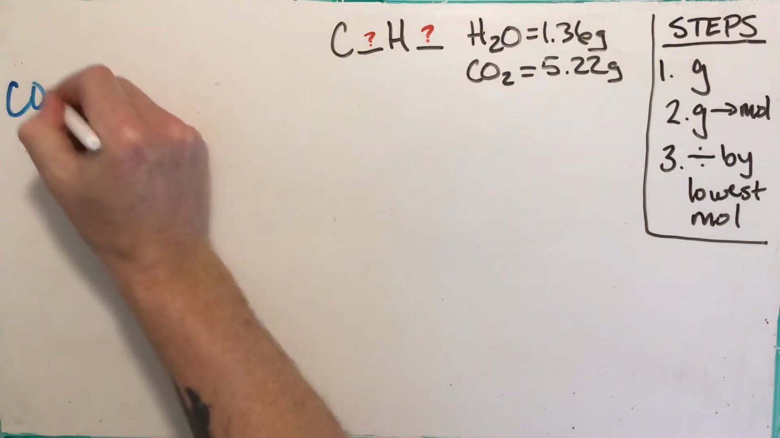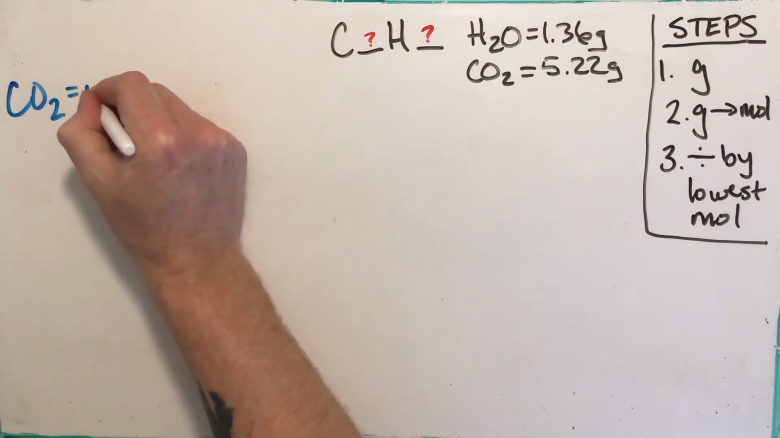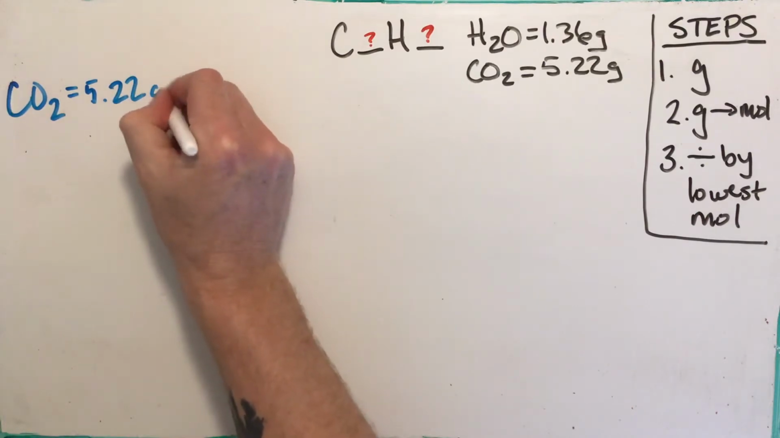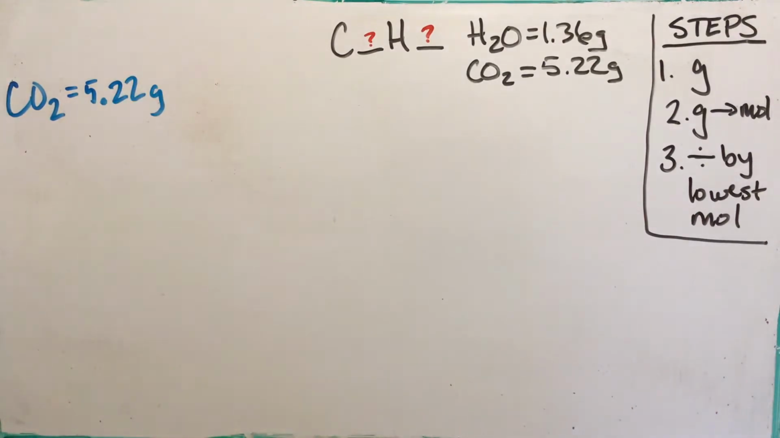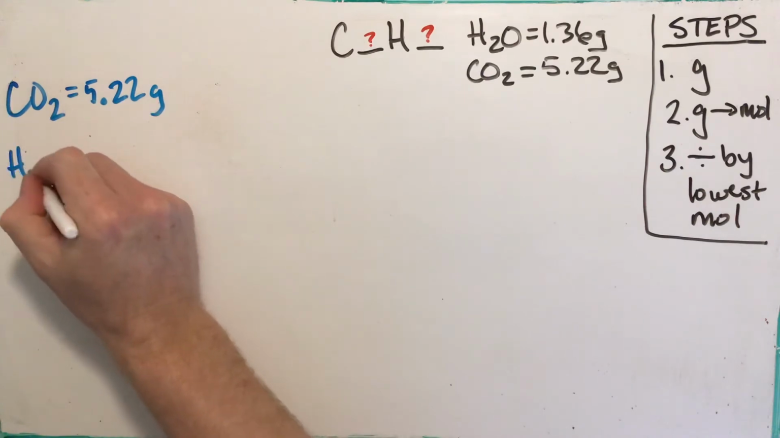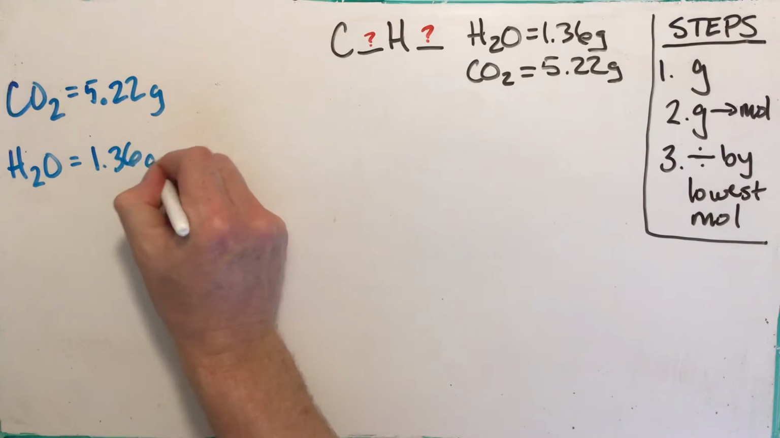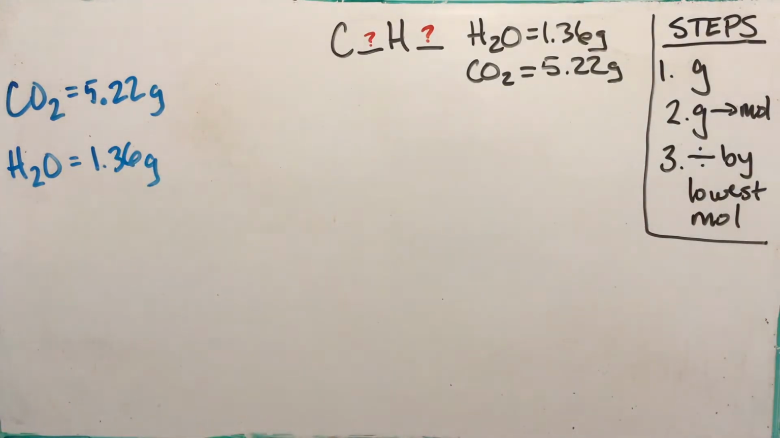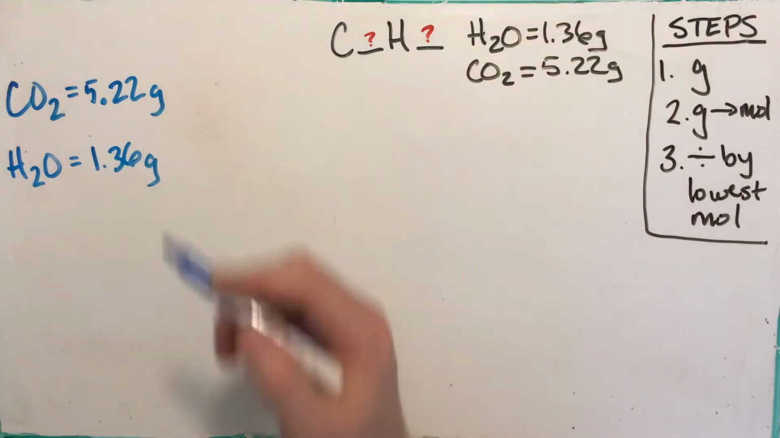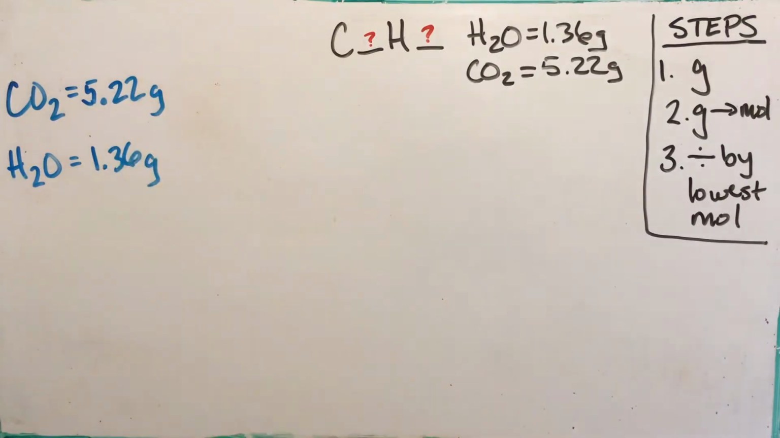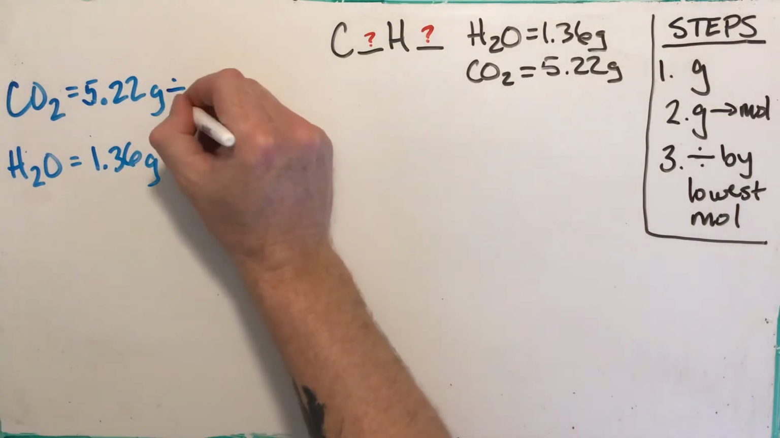So carbon dioxide was equal to 5.22 grams. And the water was equal to 1.36 grams. I always start with what I'm given. So there's the two things I was given. I started with those. All right? The next thing I'm going to do is I'm going to turn these into moles. All right? So I've got masses of these substances. So I'm going to turn them into moles using their molar mass.